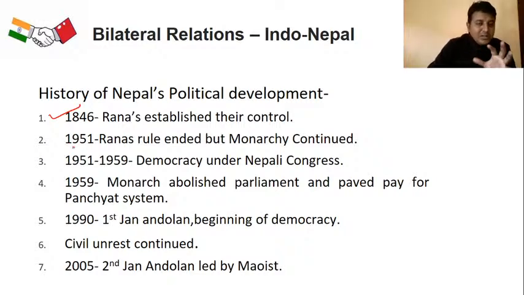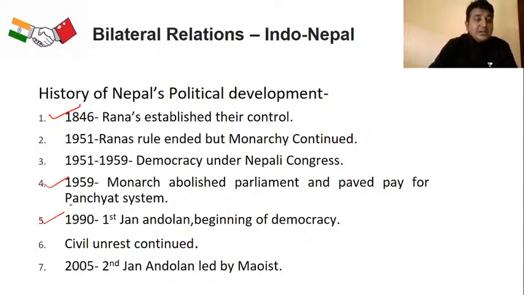From 1951 to 1959 there was a democratic experiment, but the monarchy assumed power and continued their hold. Then we mentioned the Panchayati system: in 1959 a Panchayati system was established, but it was just a namesake, with most of the power with the king.